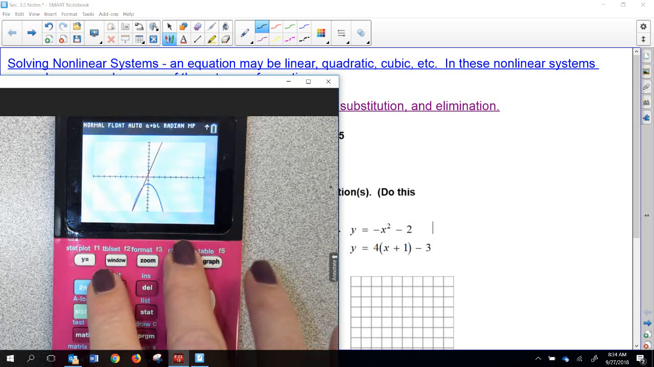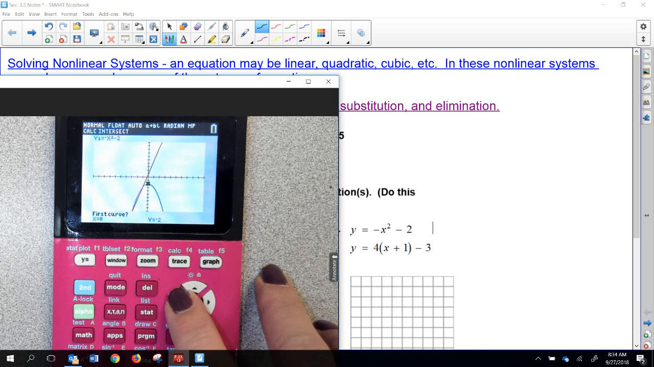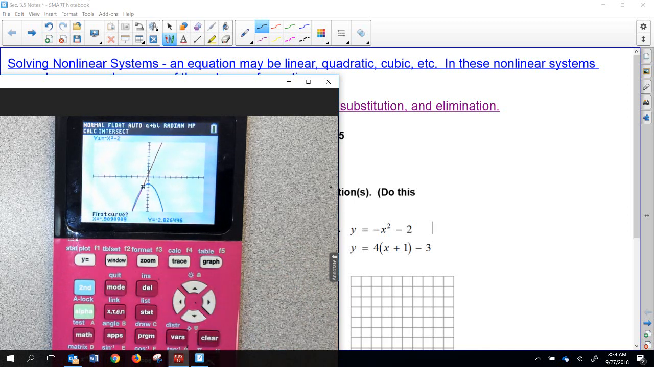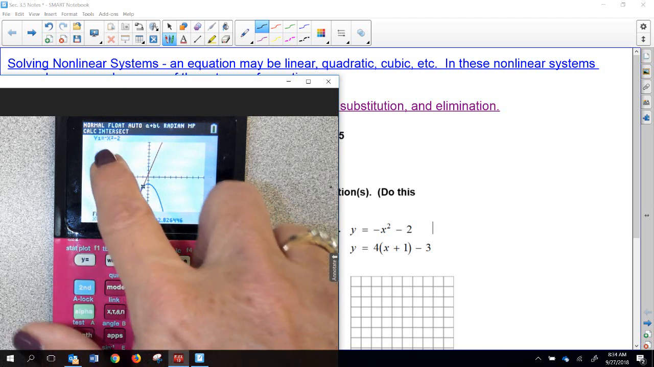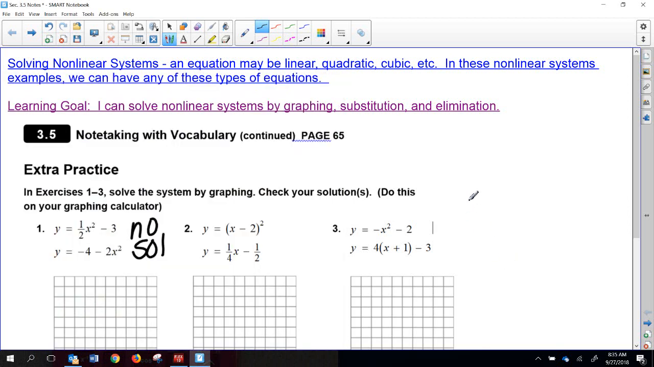So we're going to do second trace, calculate, and go down to intersect. You have to get close to the point of intersection. That's pretty close. So now it's going to say, is that your first curve, y1? We push enter. Is that our second curve, y2? We push enter. And then we push enter one more time. And it tells us that one of our solutions is -1, -3.